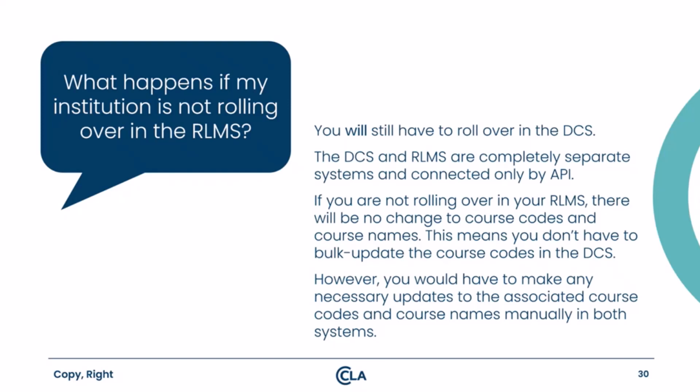So first up, you will still have to roll over in the DCS. The two systems are completely separate and they're really only connected by the API. If you don't roll over in your reading list system, then to be honest, it's simpler. It means that there won't be a change to course codes and course names, things like that. So you won't have to worry about bulk updating names and things in the DCS.